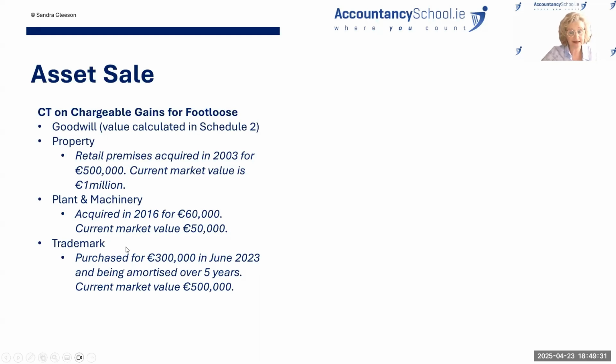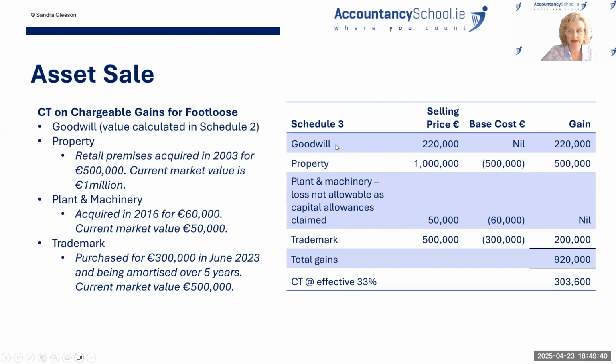As far as the trademark is concerned, it's been sold for a gain. Is that gain taxable? Absolutely. Okay. So the calculation of our gains then, there's our goodwill gain of 220, our property, 500,000. The plant and machinery, yes, there is a loss, but it's not allowable. And then our trademark, there's a gain of 200,000. So the total gains of 920,000 for Footloose Limited will give rise to corporation tax on chargeable gains at an effective rate of 33%. There's 303,600 of tax that Footloose has to pay.